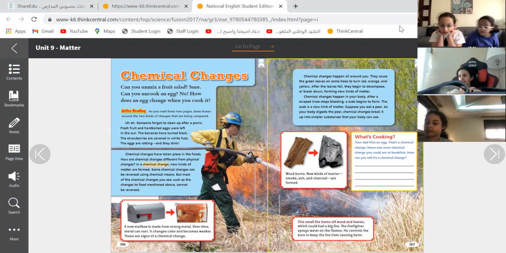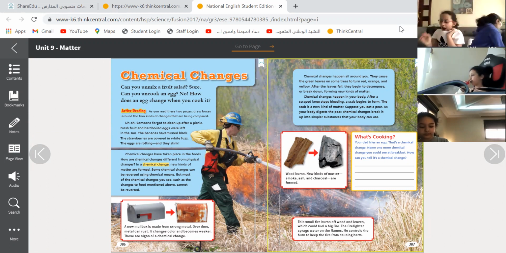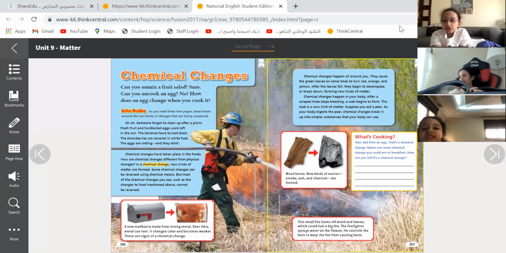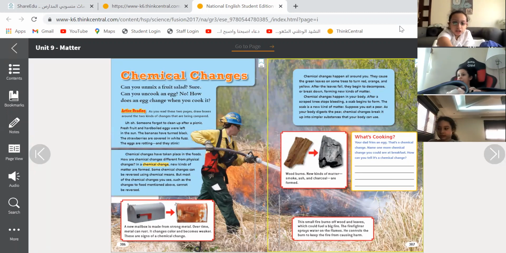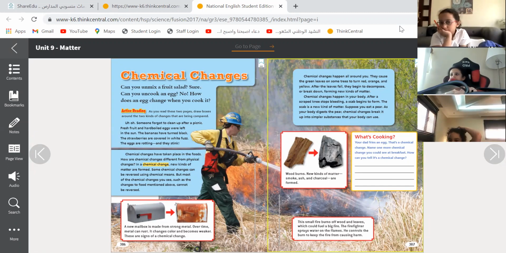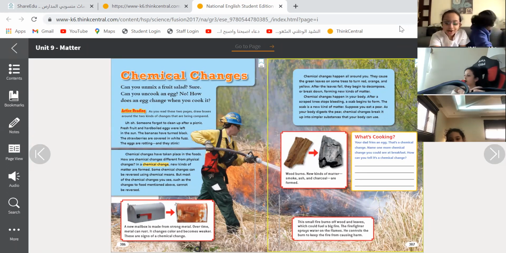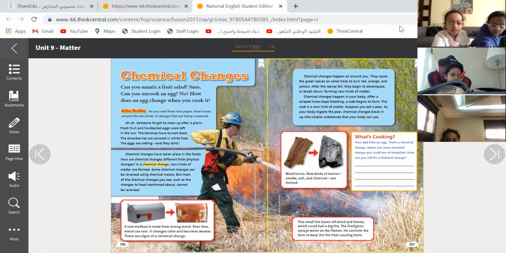When a new substance appears, what do we call it? Chemical change. Okay, what if the same kind of matter stays the same? If it stays the same, is it a chemical or a physical change? Physical. Physical change, exactly. Excellent.